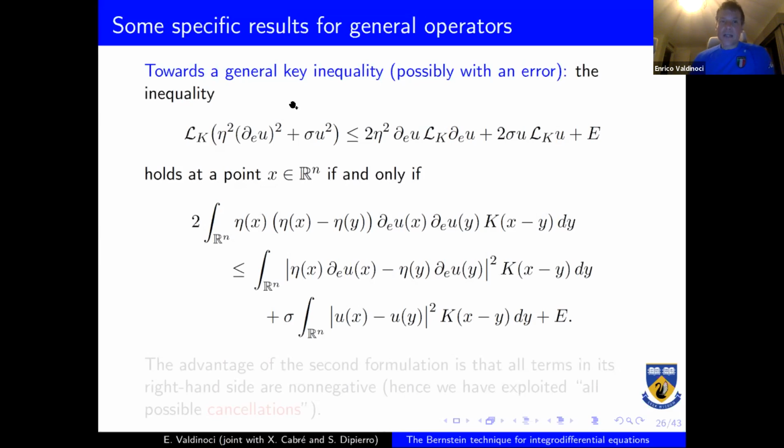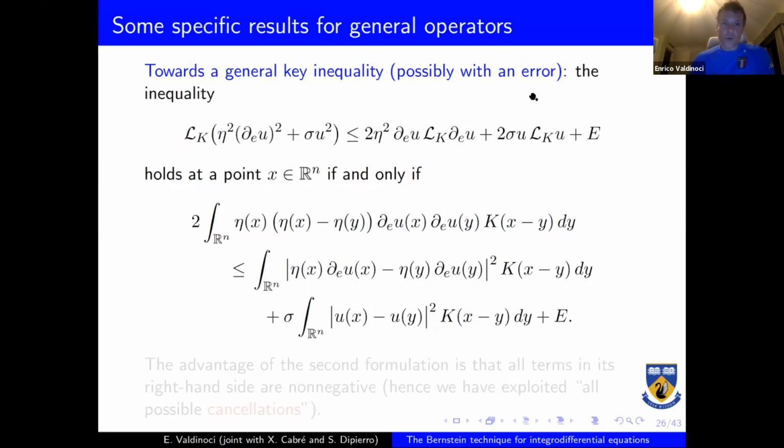Now, for the general case, you would like to have a similar key inequality. So you guess that this is the result that should hold. But we are not able to prove that in this form. We need to allow an error, a small error, that can be reabsorbed somehow by interpolation in the final estimates.